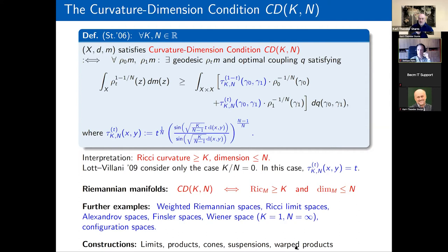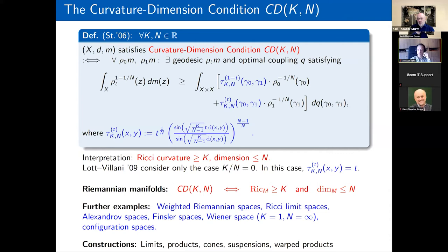For Wiener space and configuration space, you should extend the setting in order to allow distances which are pseudo distances. Because on the Wiener space, you would choose the Cameron-Martin metric, which is not a finite metric anymore. And what is also important, and which also is in some sense a wish towards a synthetic definition, this definition of curvature bounds allows to pass to limits, products, cones, suspensions, warped products, and so on. So there is a huge machinery of producing new spaces out of given ones.